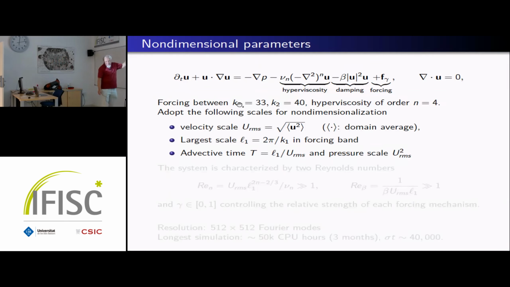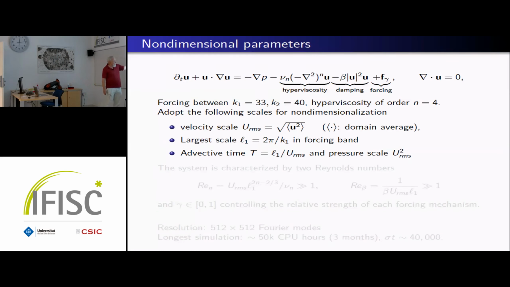So K1 is chosen to be 33, K2, the larger wave number, is 40. So that determines this annulus in wave number space that is being forced. Hyperviscosity is of order 4. We non-dimensionalize relative to the RMS velocity. The largest scale L1 is 2 pi over K1, of course. That's from the forcing band.